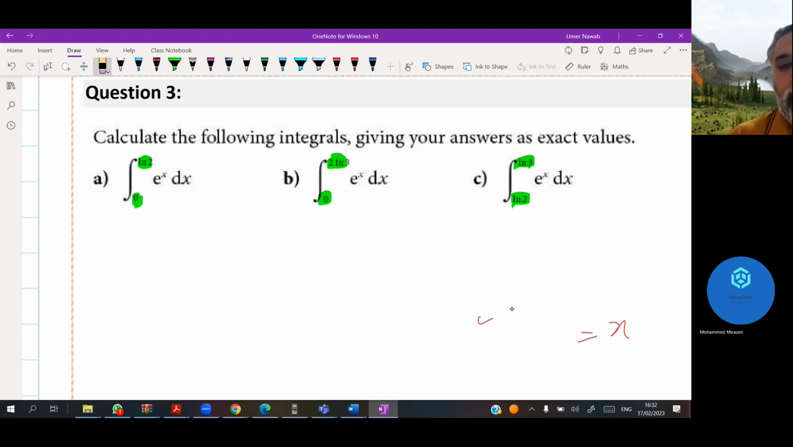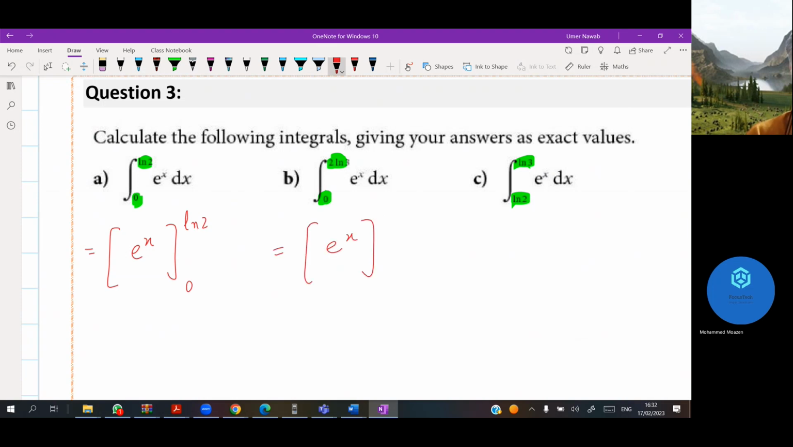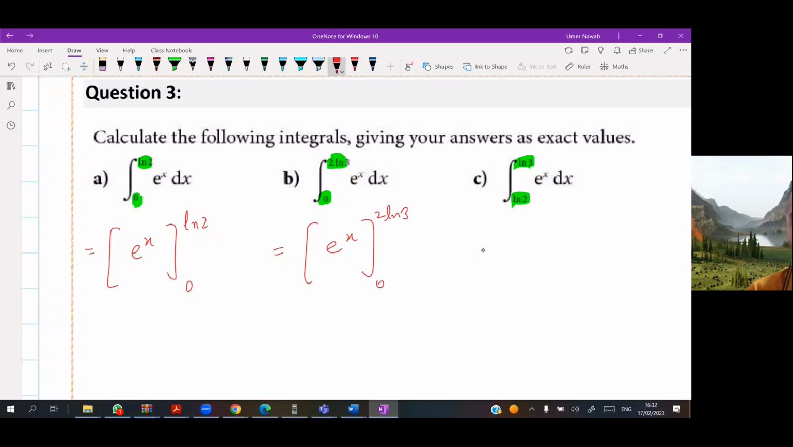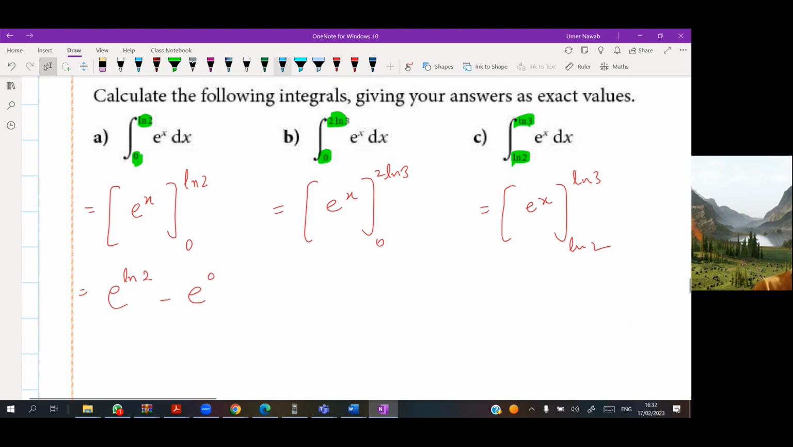Now, I'm going to take the integration of e raised power x first of all. The integral of e raised power x is e raised power x, from ln of 2 to 0. This is e raised power x, from 2 ln of 3 to 0. And e raised power x, from ln of 3 to ln of 2. Now substitute the limits, upper limit minus lower limit. Wow. e and ln will cancel each other and you get just 2.